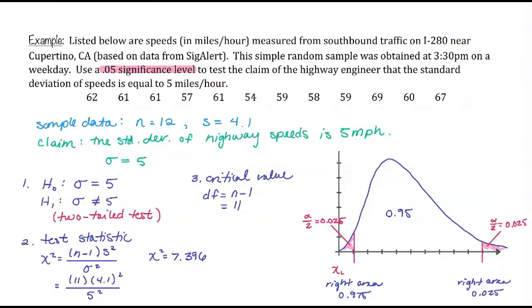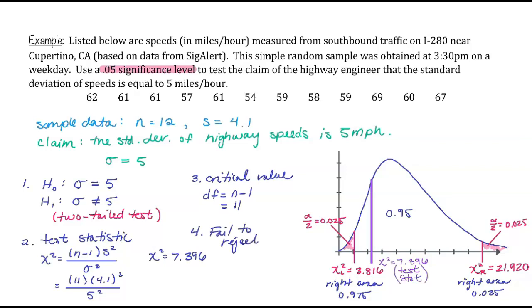We have a left critical value equal to 3.816 and a right critical value equal to 21.920. Now let's compare our test statistic to these critical values. Our test statistic is 7.396, which is somewhere between the critical values and not in the rejection region. So our conclusion in this case is that we fail to reject the null. And in failing to reject the null, we have failed to reject the claim.